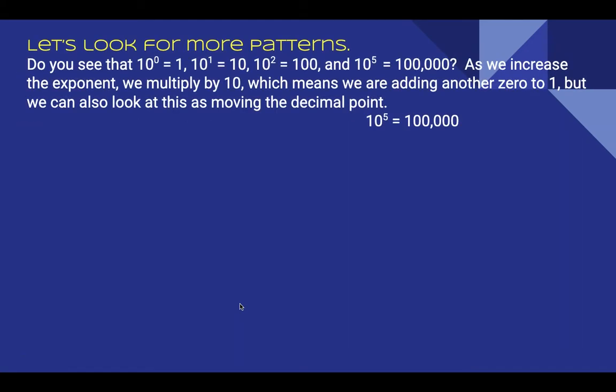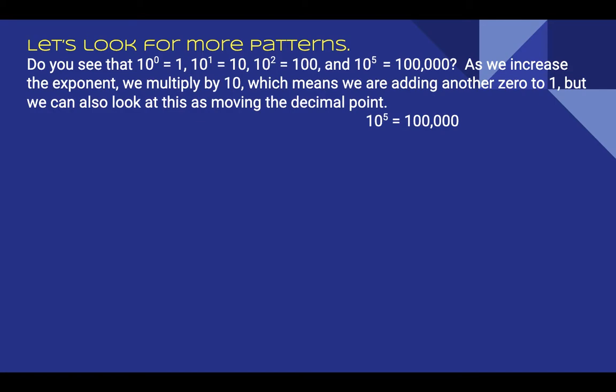So let's look for some more patterns. Do you see what 10 to the 0 power equals 1? 10 to the first equals 10. 10 to the second equals 100. And 10 to the fifth equals 100,000. So as we increase the exponent, we multiply by 10, which means we're adding another 0 to 1.